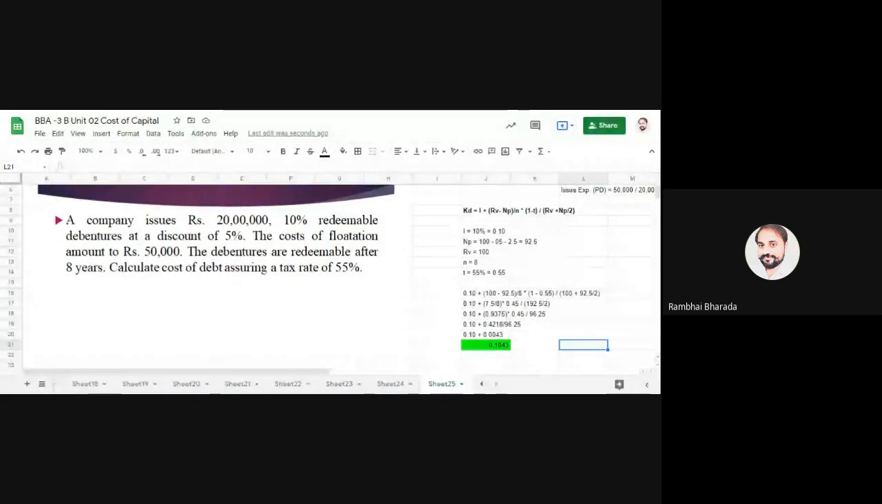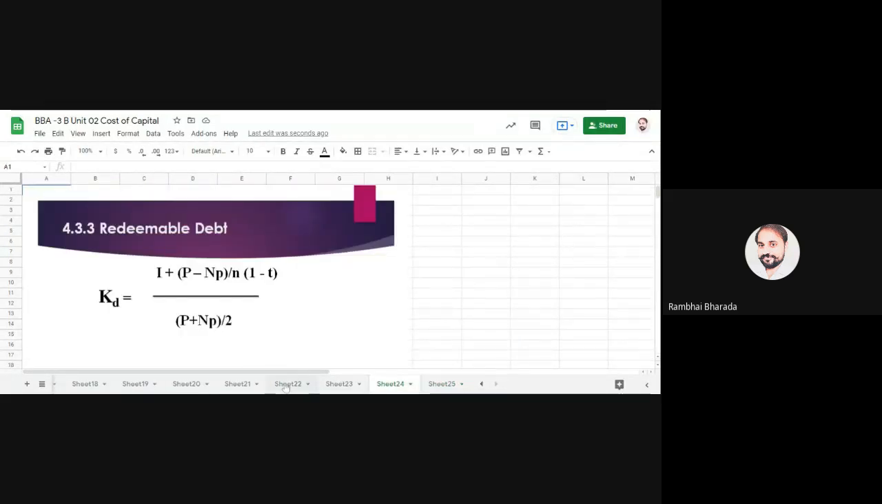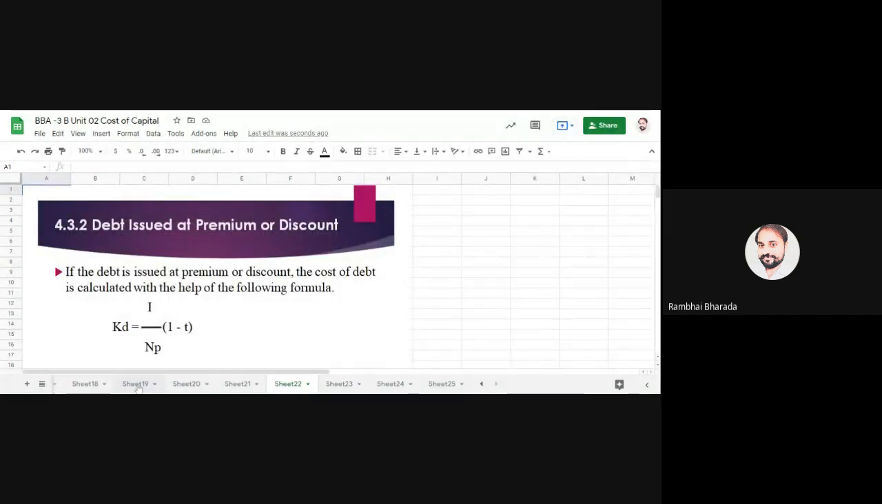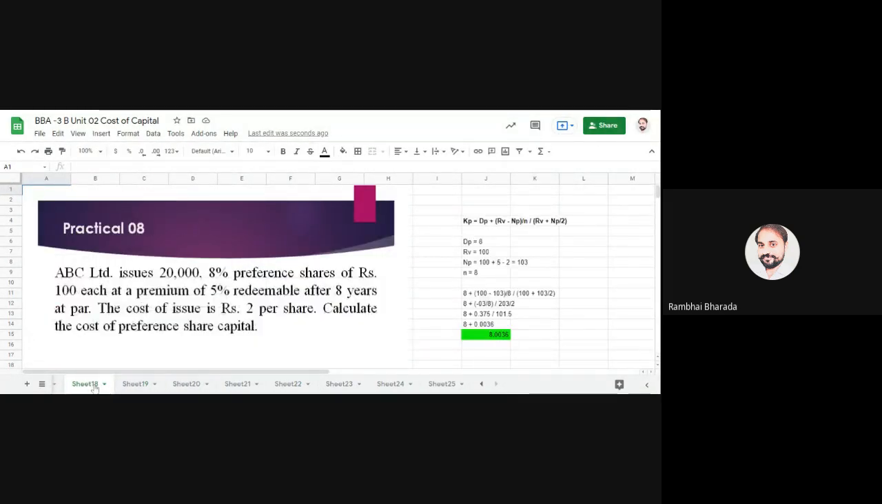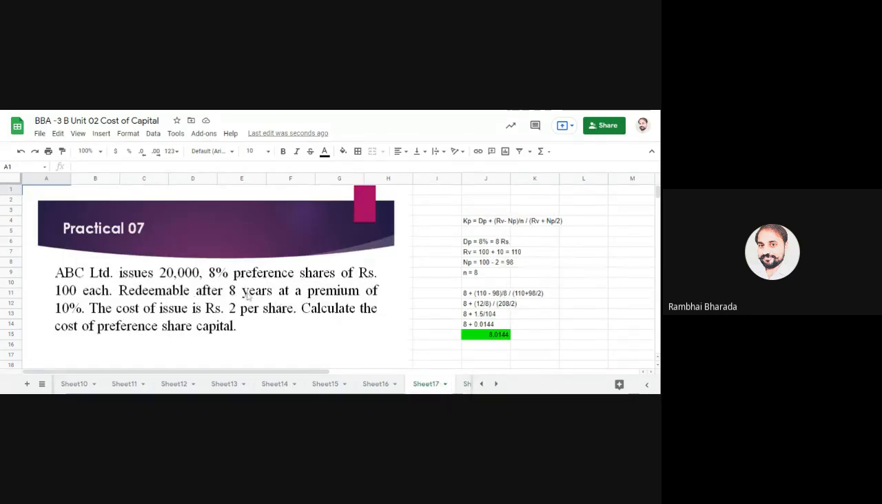Now, is there any doubt or any query about this? No. That may differ from question to question. See here, preferences, we have something. Redeemable at a par. Now 7. Redeemable at a premium of 10%.